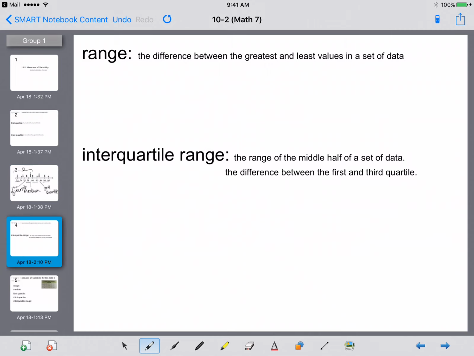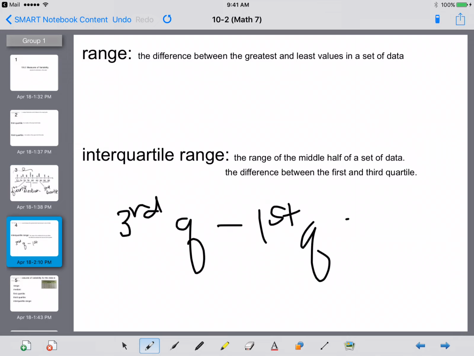And then your interquartile range is the range of the middle half of a set of data. So it's the difference between the first and the third quartile. So you take your third quartile minus your first quartile to get your interquartile range. Sometimes it's just written as your IQR.